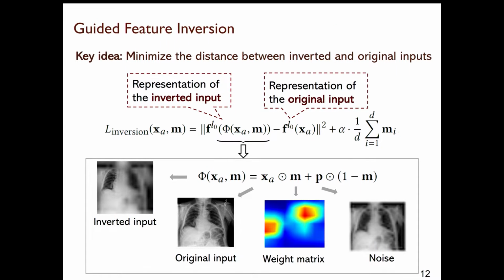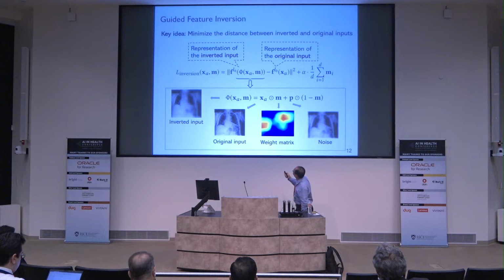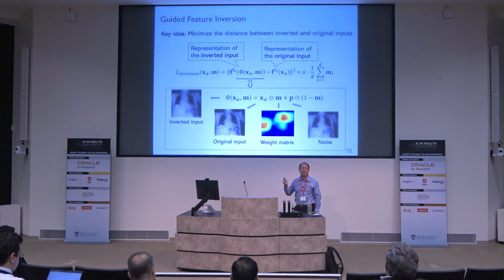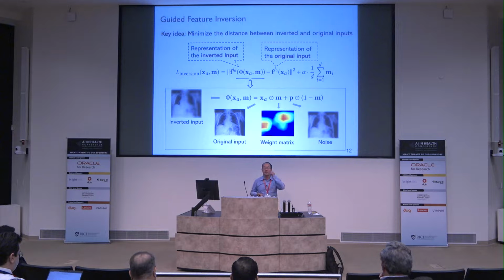And what we want to do is this: F represents our deep neural network model, and L0 represents the output of the deep neural network after the L0 layer. The input of this network will be an inverted image. The inverted image is calculated based on the original image X multiplied by the weight matrix, plus some noise. The noise is there to prevent the trivial solution from happening.